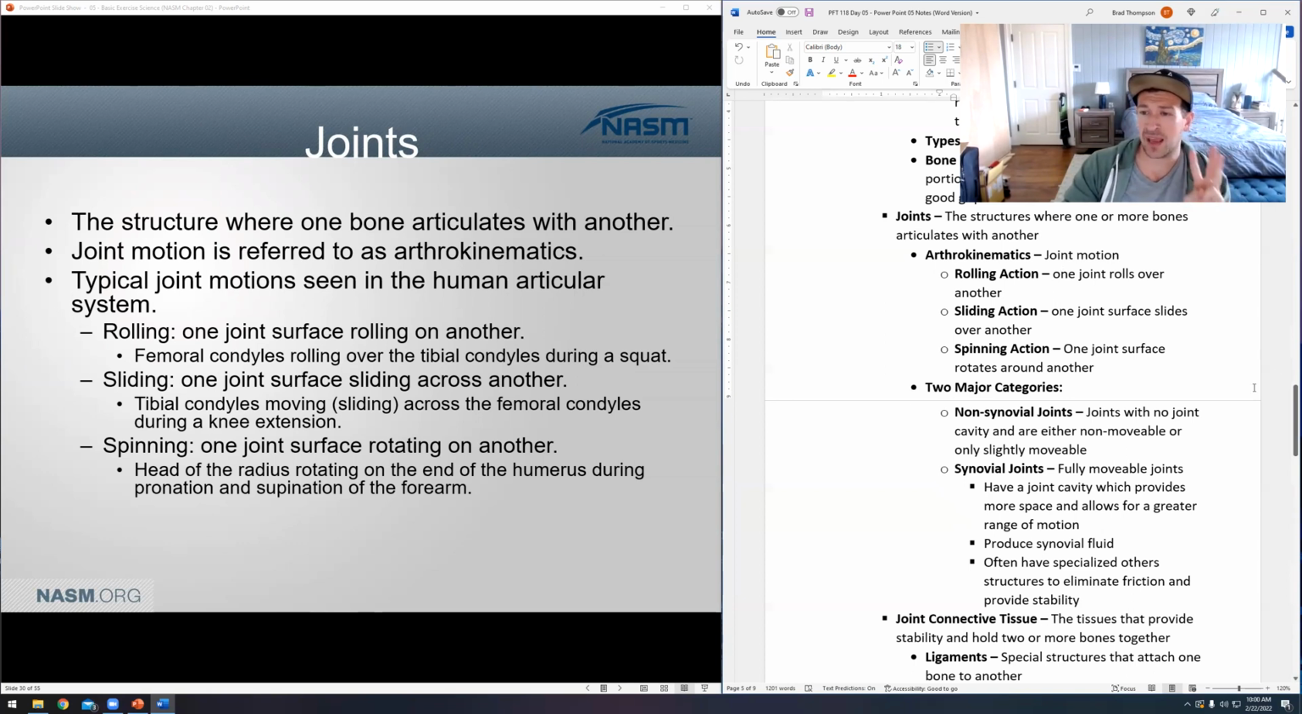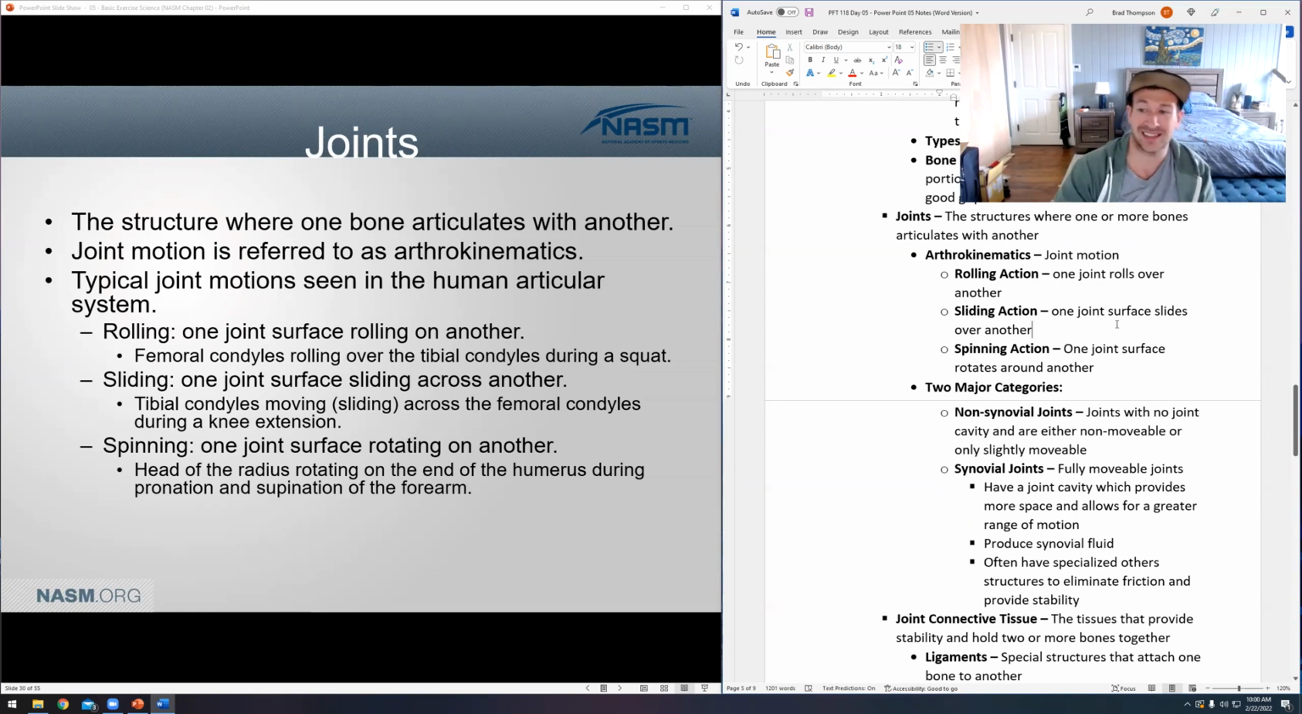There are three main joint motions that are going to occur. Either one joint surface is going to roll over another one, like this, or you're going to see a sliding action like that, or you will see a spinning action like that. So those are the three main joint movements that we've got. We call those our arthrokinematics, which is my least favorite definition in biology. It means joint motion, which literally, the definition is shorter than the freaking word. So why do we have that word?